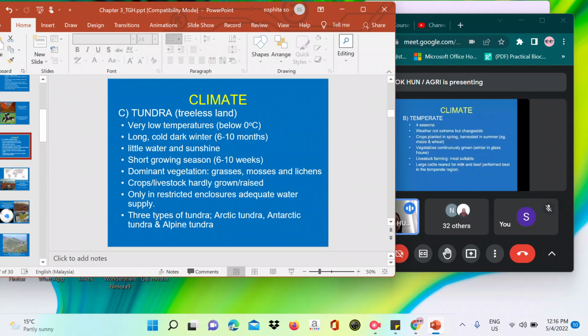The third one is the tundra, or treeless land. This has very low temperatures, below zero. They have a long, cold, dark winter of six to ten months, so they are not like us. They are happy to have the sun. They have very little water and sunshine only. The growing season is short, which means during the year they only have six to ten weeks for planting. So it's very short, about two months plus at the maximum.